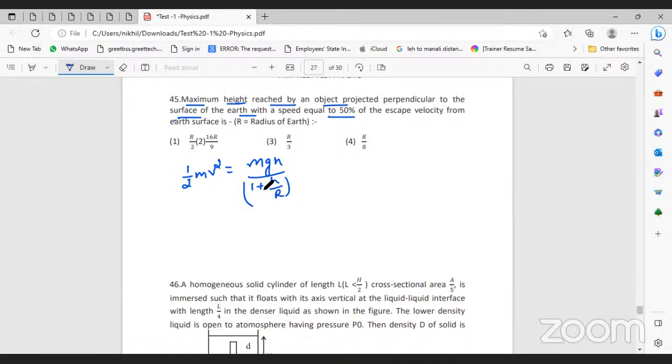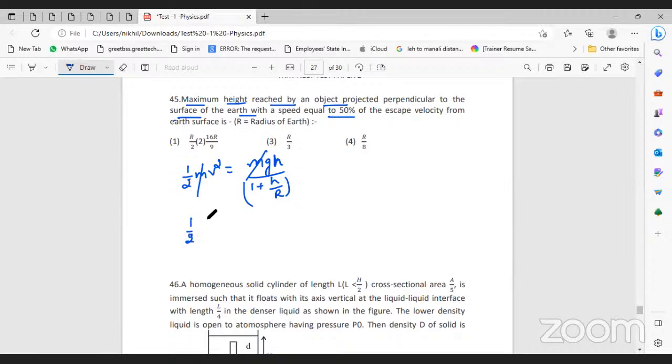Don't write the potential energy as only mgh, students, because it is projected perpendicular and it is moving away towards some height. So when there is a height h, the gravitational potential energy is given by mgh divided by 1 plus h by r. Now you have to simplify this for H. So m and m are going to get cancelled out. Now just simplify this equation for calculation.